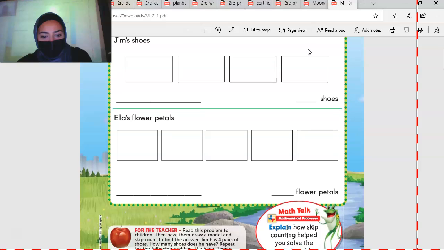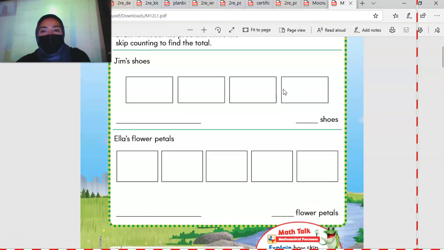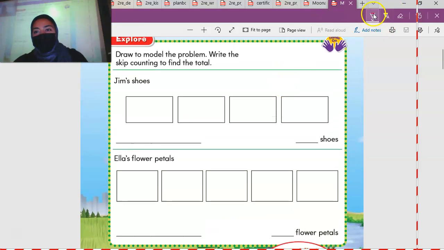So let's see, what is the problem? Jim has 4 pairs of shoes. How many shoes does he have? So how many shoes come in a pair? 2. So if I go to the store and buy a pair of shoes, and I buy 1 box which has 2 shoes, right? So each box has 2 shoes.